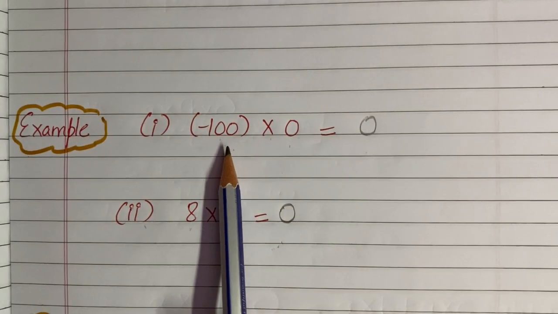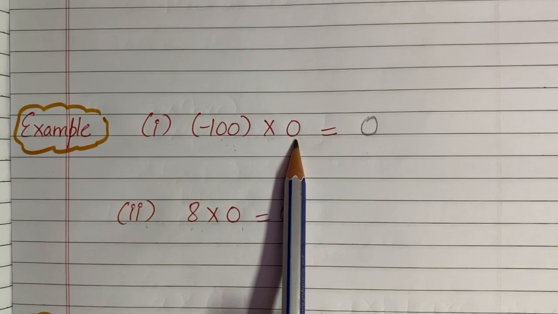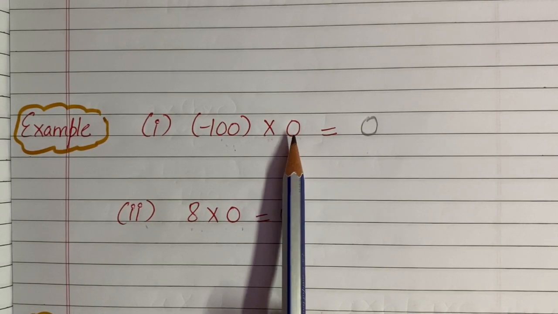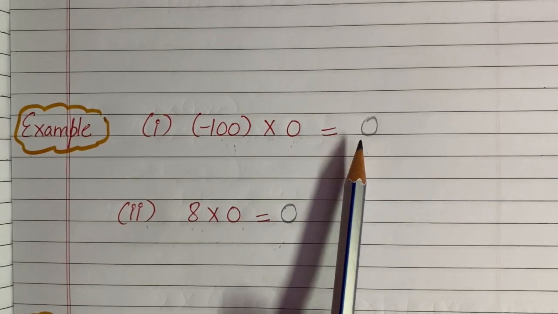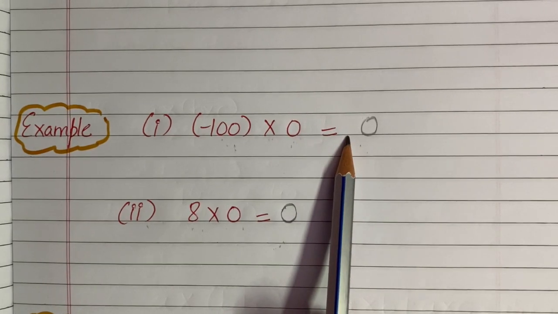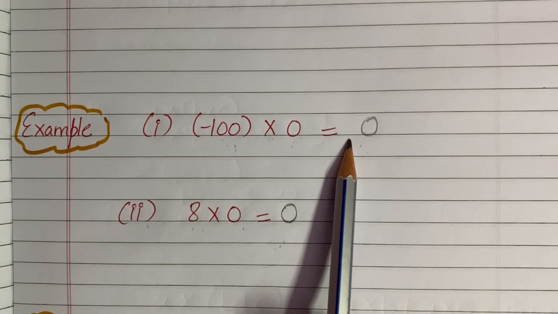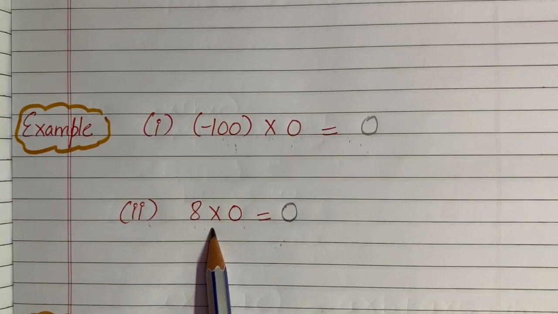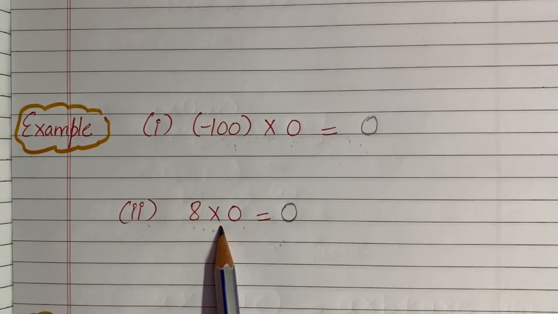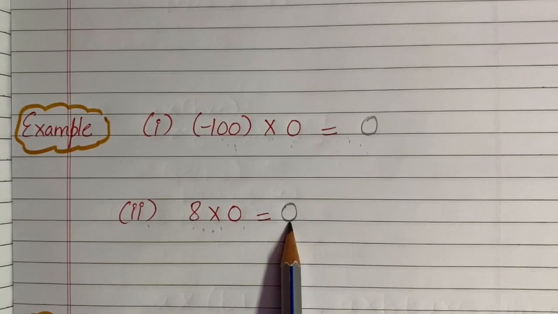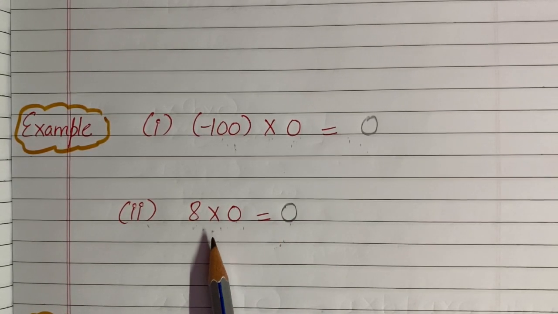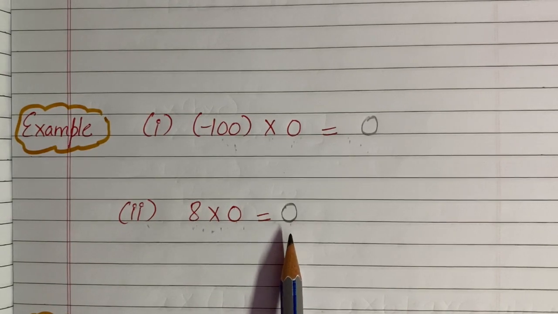First I have taken minus 100 multiplied by 0. Now students, you know that on multiplying 0 with any number, we will get 0 as an answer, and here we will not take any sign because we know that 0 is neither positive nor negative. I have taken one more example, 8 multiplied by 0. You know that 8 zeros are 0 because on multiplying any number with 0, we will get 0 as the answer. Hopefully this example is also clear to you.